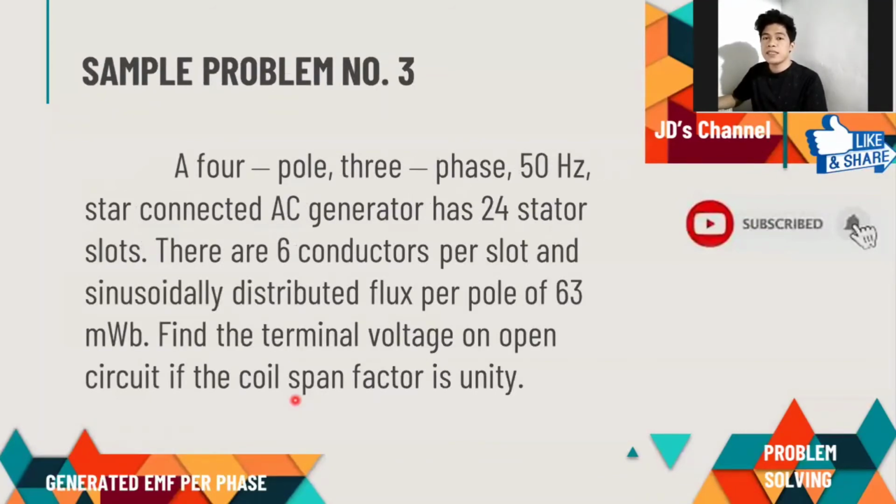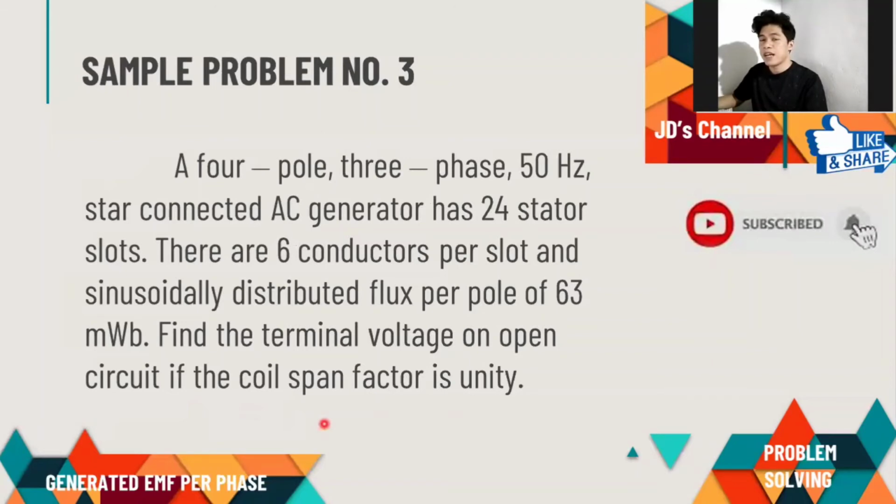So the next one, sample problem number 3. A 3-phase 50 Hz star connected AC generator has 24 stator slots. There are 6 conductors per slot and sinusoidally distributed flux per pole of 63 milliweber. Find the terminal voltage on open circuit if the coil span factor is unity.